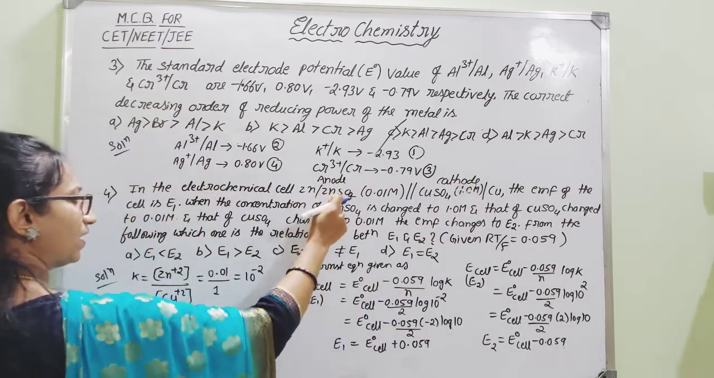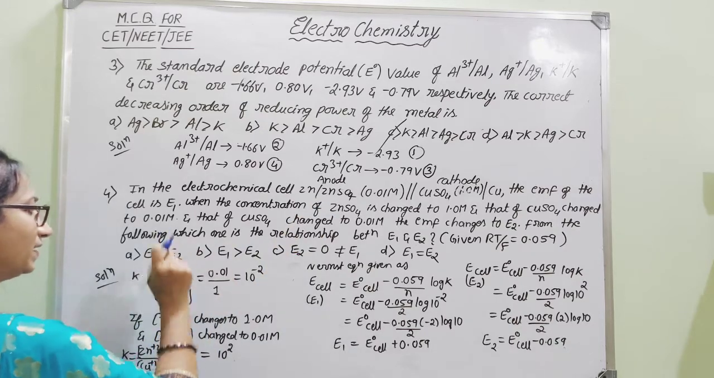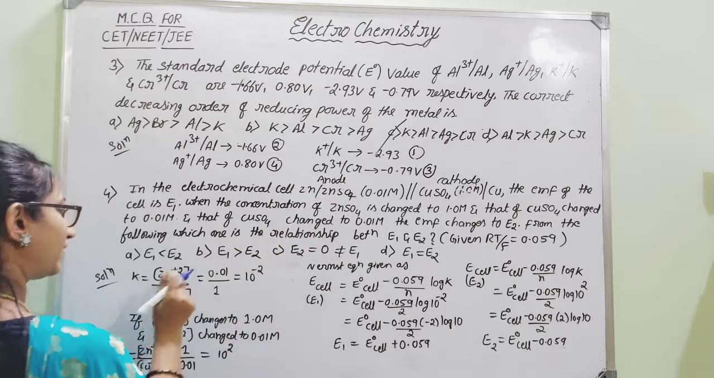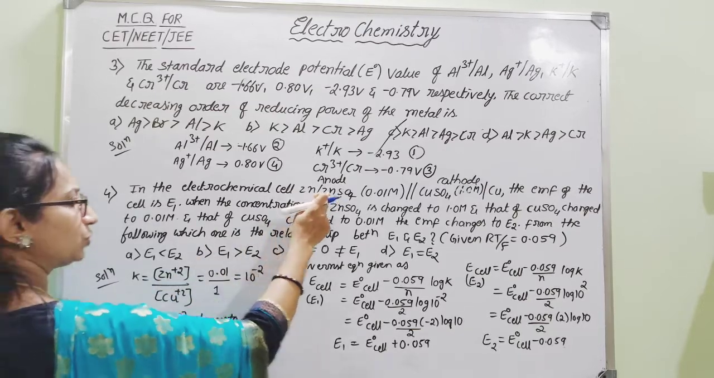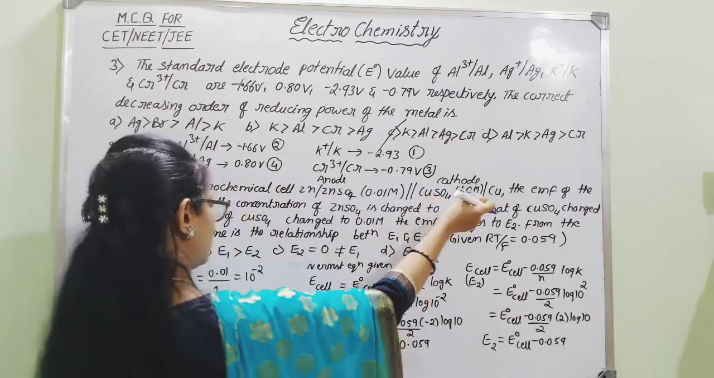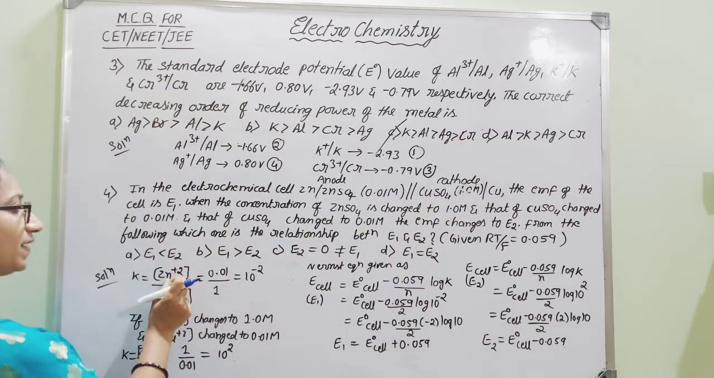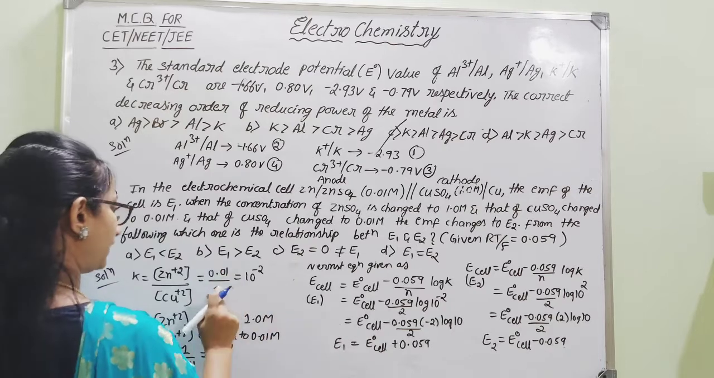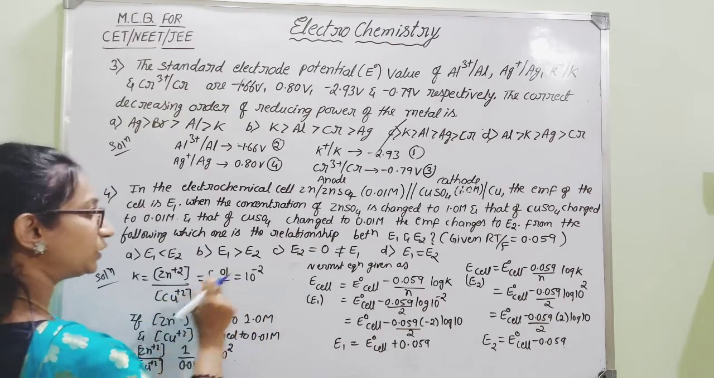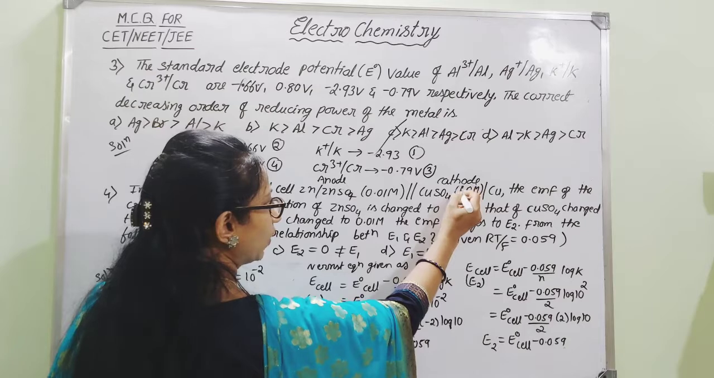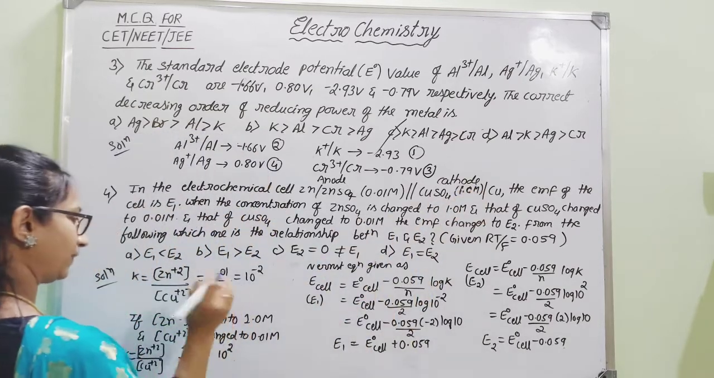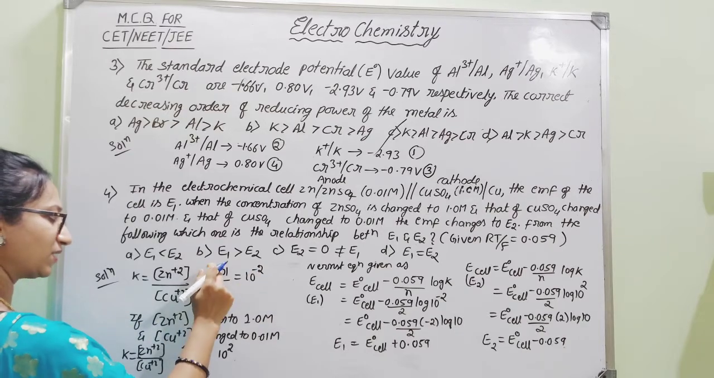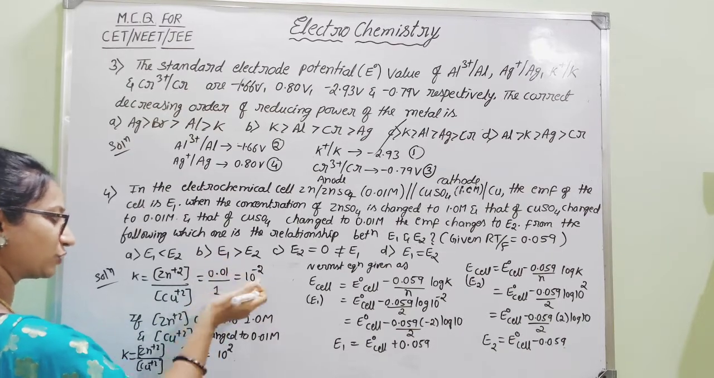Zinc will undergo oxidation. Hence, you have to consider its concentration in the numerator, which is on the left-hand side: concentration of Zn2+ divided by concentration of Cu2+. What is the concentration according to this? 0.01 molar, divided by the concentration of Cu2+, which is 1.0 molar. So, 1. If we simplify this, we get exactly 10 power minus 2. Just shift the decimal point after 0.1 and you get 10 power minus 2.